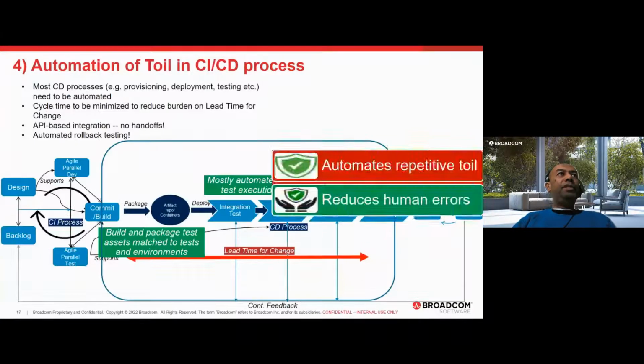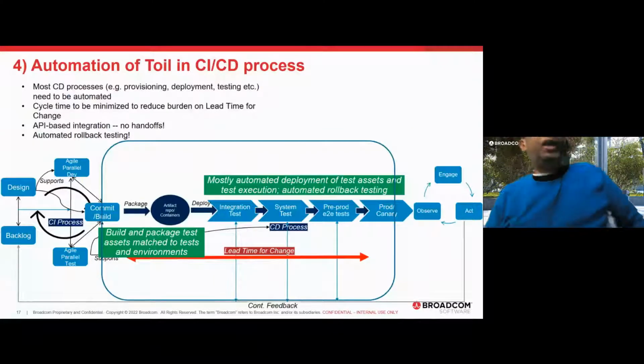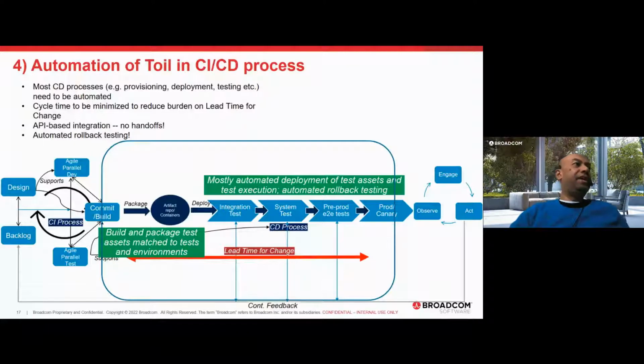All right, moving into the next one, which is the automation of toil in the CI/CD process. Now, this is fairly obvious, right? We talked about how to reduce the lead time for change, and one of the key ways of doing that is to make sure that all the repetitive processes we have around deployment of assets as you go from left to right are completely automated. There's no reason to have manual deployments, right? For your build assets, for your test assets, et cetera, et cetera.